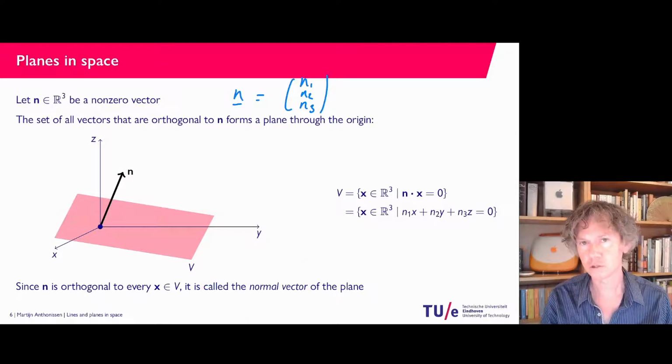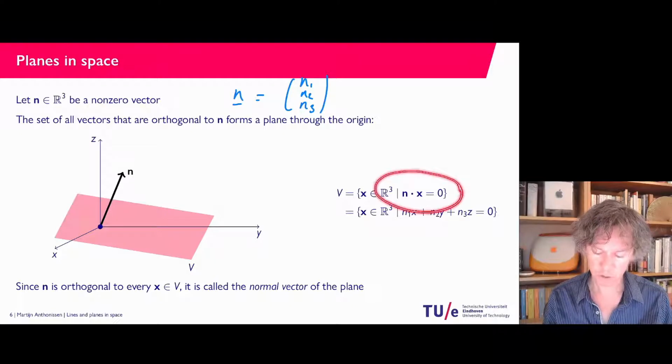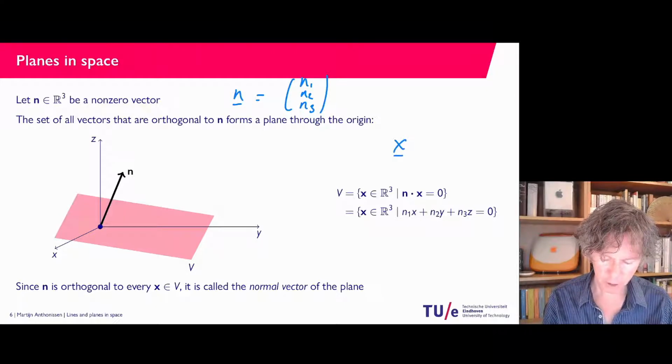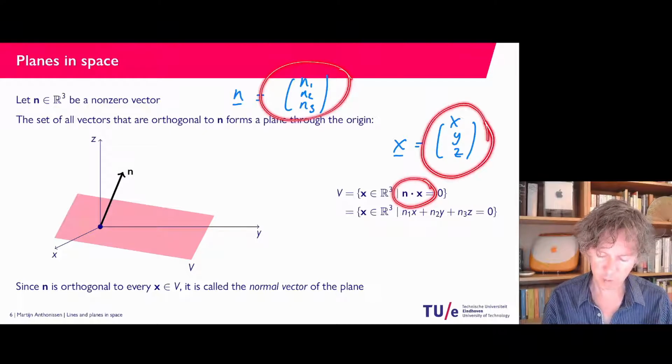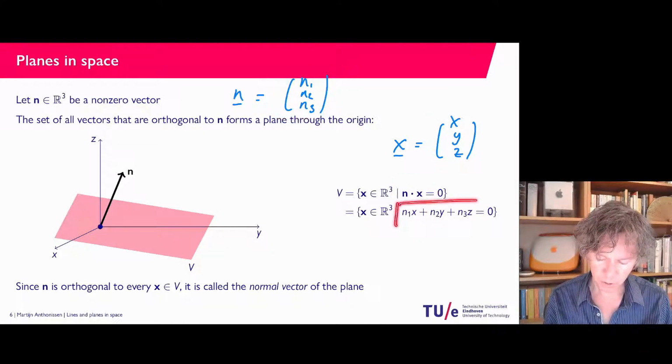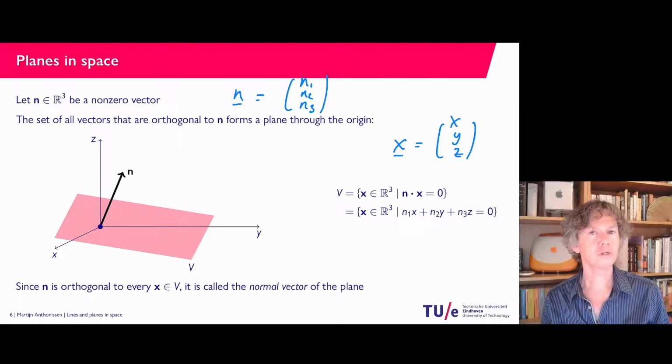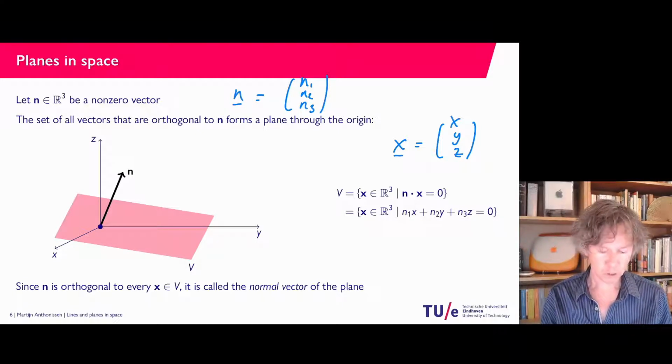So normal means perpendicular or orthogonal here. As an equation, you find that the dot product of n with x should be 0. X is a general point in space, with coordinates x, y, and z. If you compute that dot product, n with this x vector, you find the equation n1 times x plus n2 times y plus n3 times z equals 0. So this is the equation of a plane that goes through the origin. As you can see, the origin, 0, 0, 0, is part of this plane.